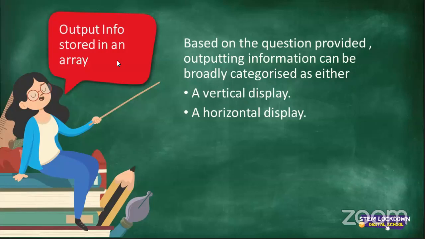So based on the question provided, obviously it's based on your exam question, outputting information can be broadly categorized as a vertical display and a horizontal display. Those are the two broad categories of it. You look at the sample output in your question paper and you would answer that accordingly.